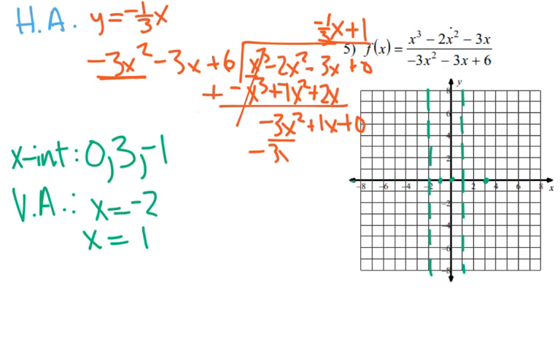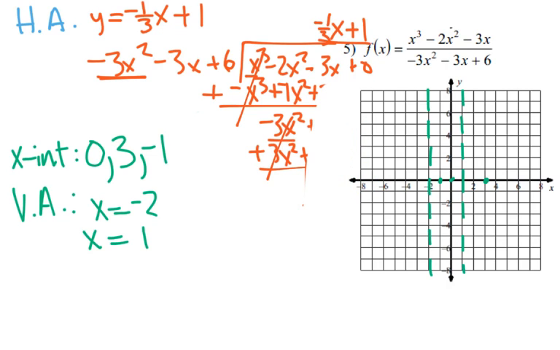So we get negative 3x squared minus 3x plus 6. Change the sign and add them, canceled. 4x minus 6. This would be our remainder, which we don't pay attention to. So that line, negative 1/3 x plus 1, is our horizontal asymptote.